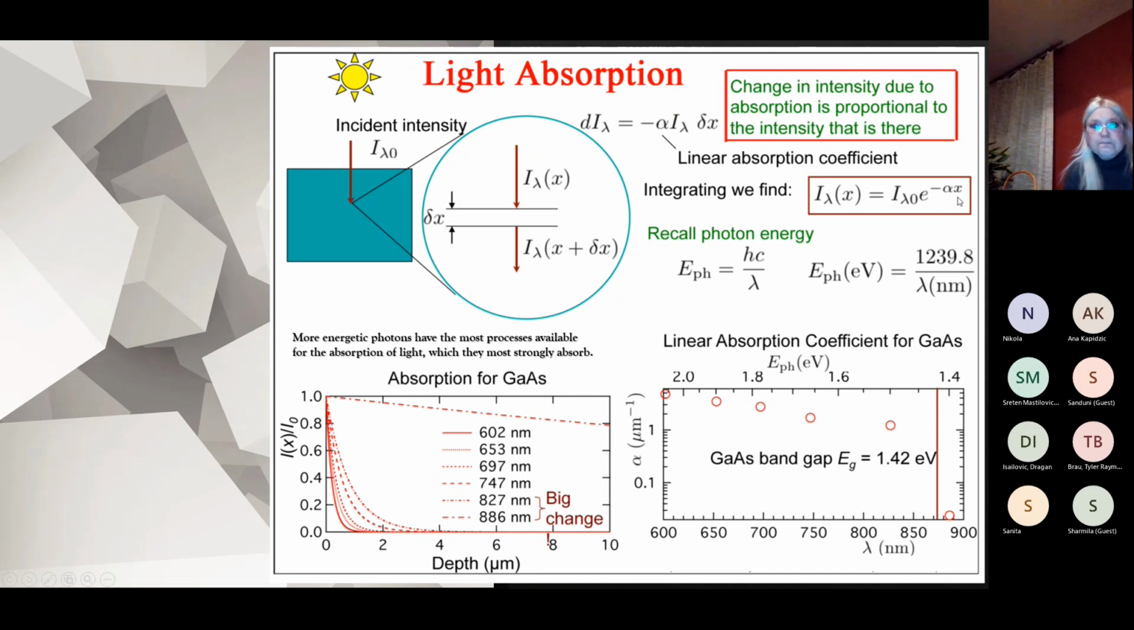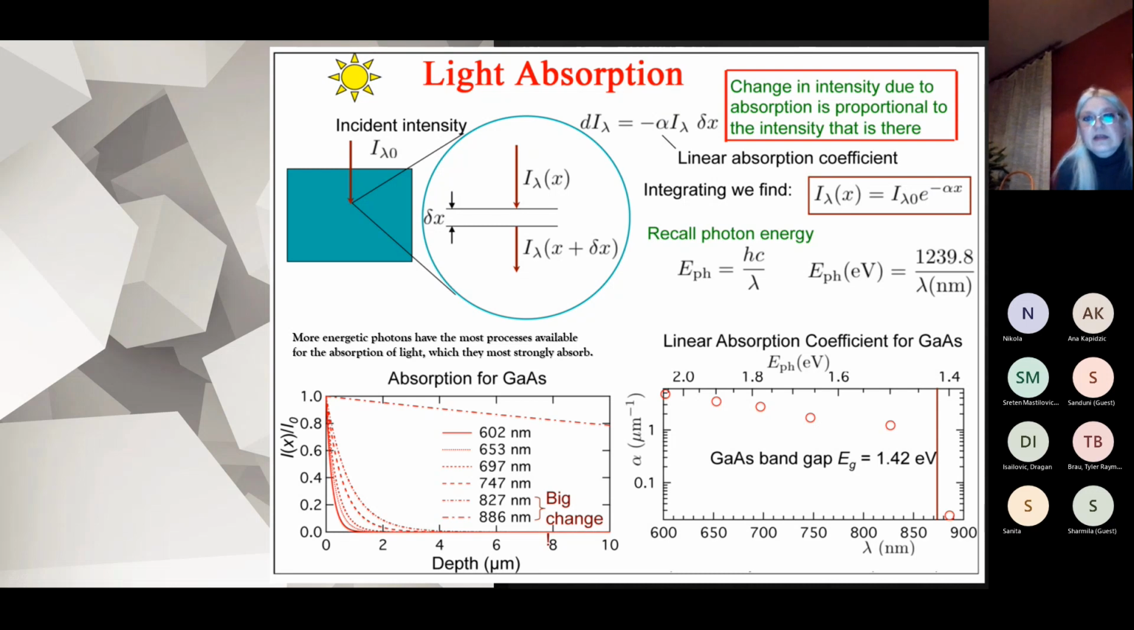Now we want to show what this absorption looks like for one semiconductor, in this case gallium arsenide. Here we look at what happens with absorption as a function of the depth in the matter, plotted for different wavelengths. Of course, we remind ourselves that the wavelength is inversely proportional to the photon energy, with the Planck constant and the speed of light as constants.